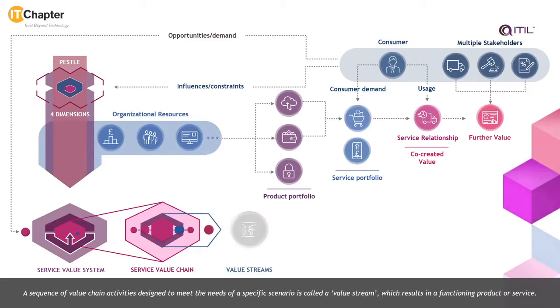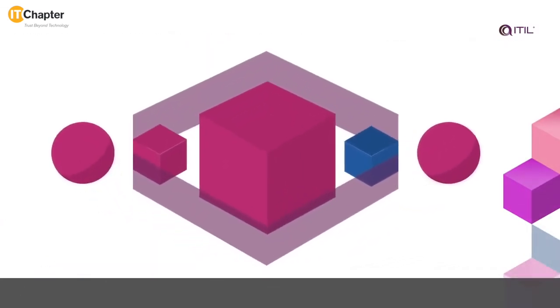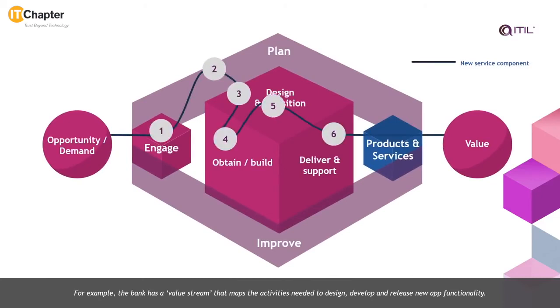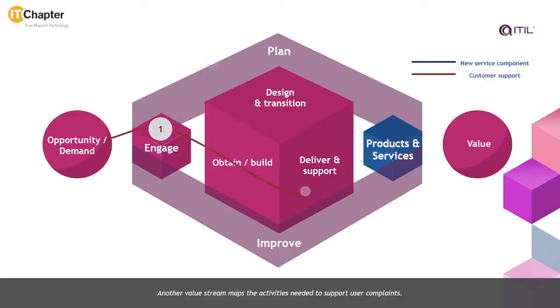A sequence of value chain activities designed to meet the needs of a specific scenario is called a value stream, which results in a functioning product or service. For example, the bank has a value stream that maps the activities needed to design, develop, and release new app functionality. Another value stream maps the activities needed to support user complaints.